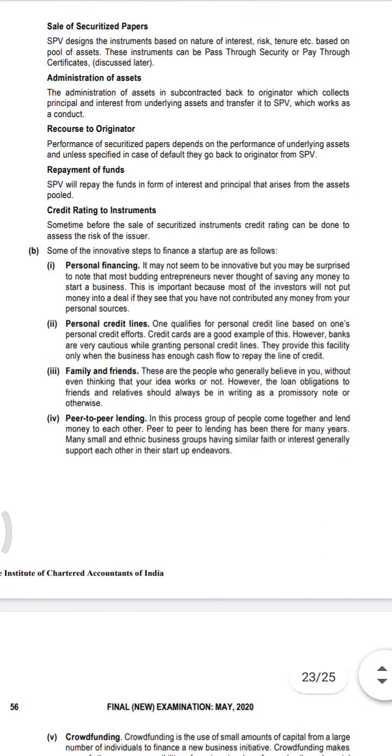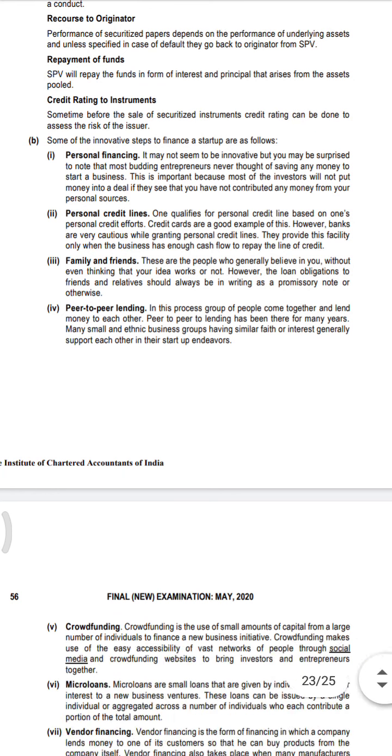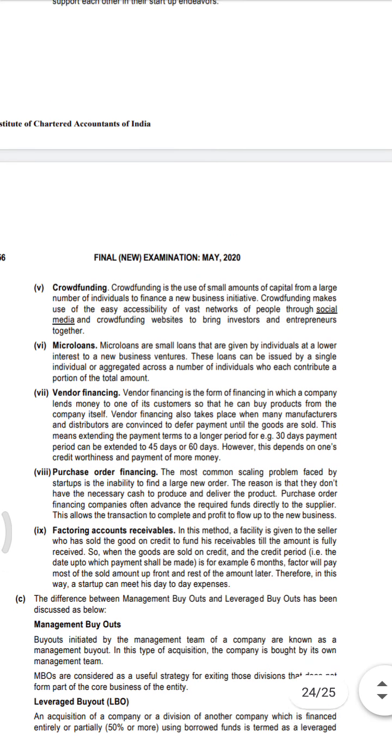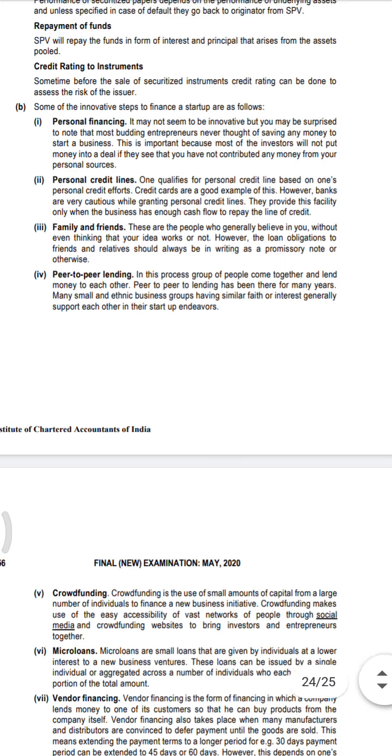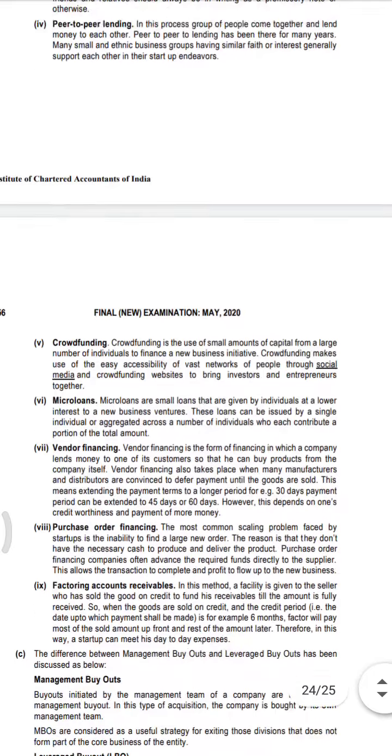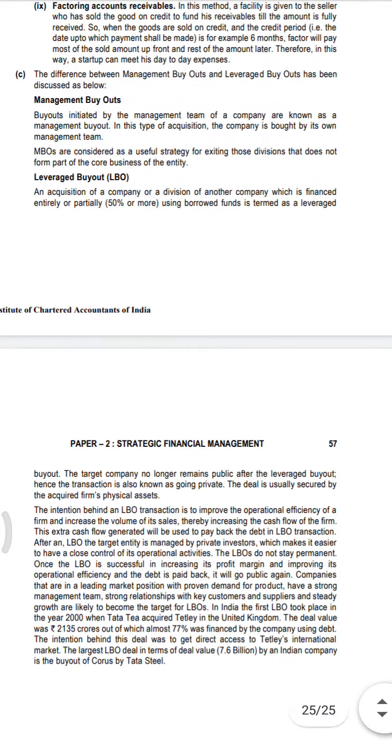Some of the innovative steps to finance a startup are as follows: personal financing, personal credit line, family and friends, peer to peer lending, crowdfunding, venture capital, micro loans, venture financing, vendor financing, purchase order financing, factoring accounts receivables.